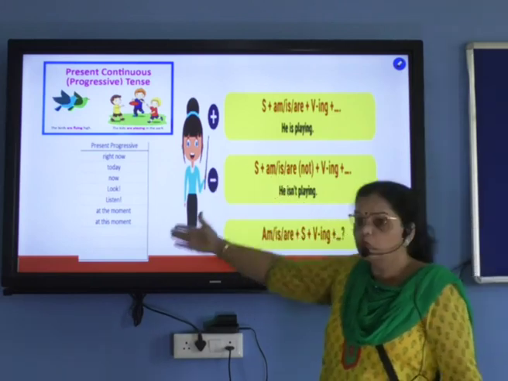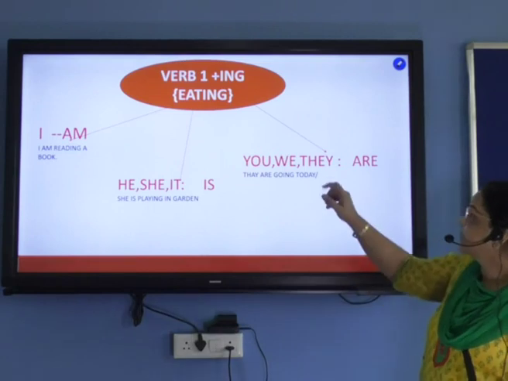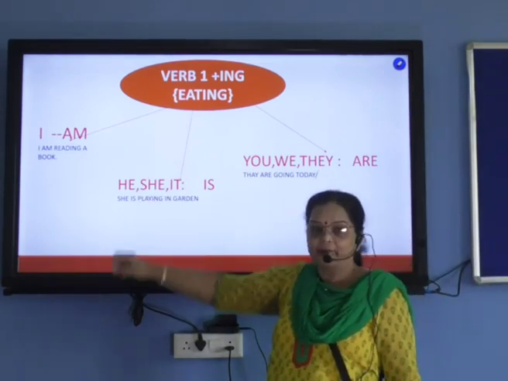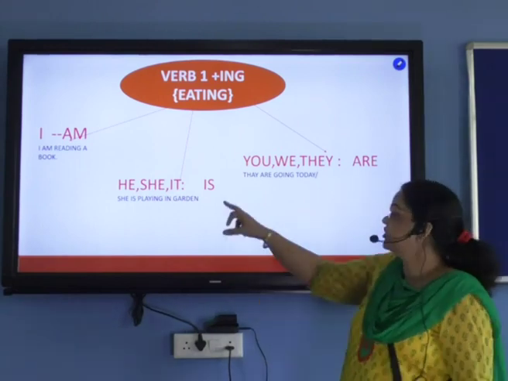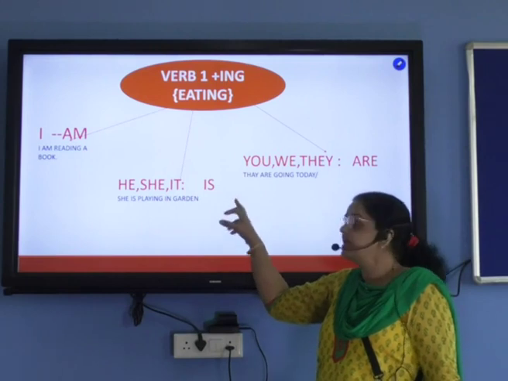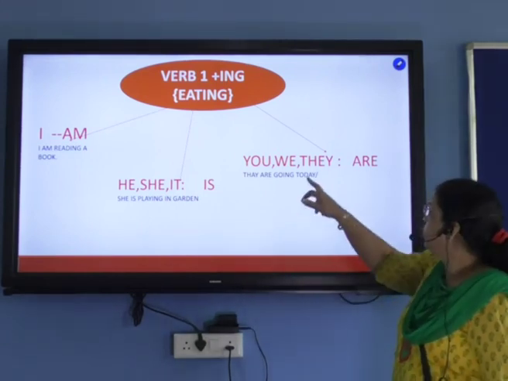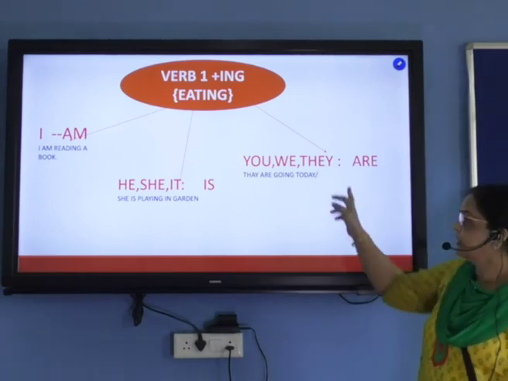These are again the clue words. If you want, you can note them all. Okay. Now, I is always followed by am. I am eating. I am running. Okay. He, she, it is always followed by is. She is playing in the garden. You, we, they are followed by are. They are going. Okay. Clear?